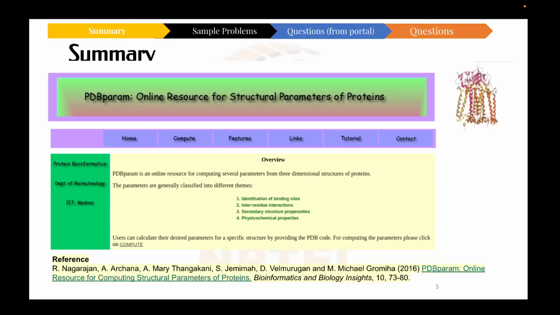So this PDBparam server offers valuable resources for analyzing protein structures and understanding their functional implications. By providing access to a wide range of structure-based parameters, it facilitates in-depth investigations into the structure-function relationships of proteins. I mentioned identification of binding sites. PDBparam is a distance-based method. Other than that, we have ASA-based methods and energy-based methods.